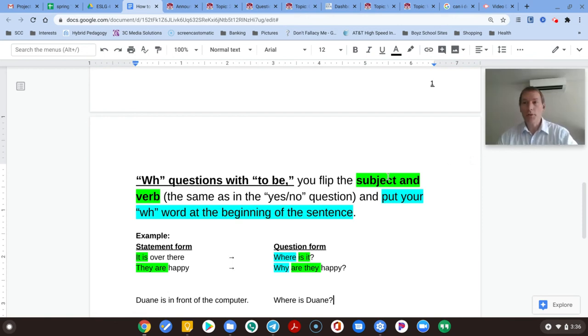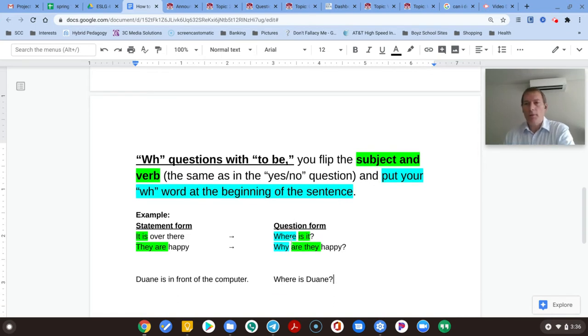So this is part two of the easy way of making questions. Remember, we have 4 rules. 2 rules are for yes/no questions, and those were in part 1. And then 2 rules are for WH questions, and this is in part 2.